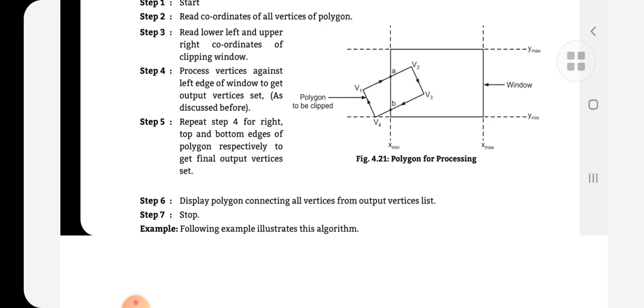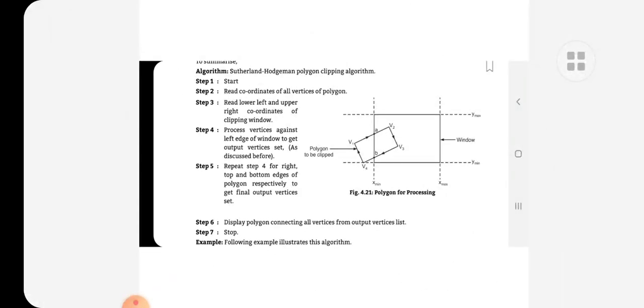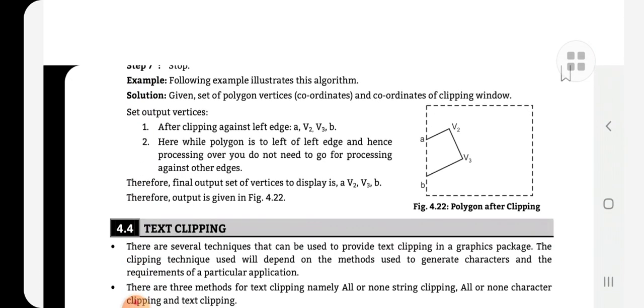Repeat this step, and every time process the vertices against the next edge of the window to get the output vertices. This step is repeated for the right, top and bottom edges respectively to get the final output vertices set. After that, step number 6 is to display the polygon connecting all vertices of the output vertices set, and the last step is stop.